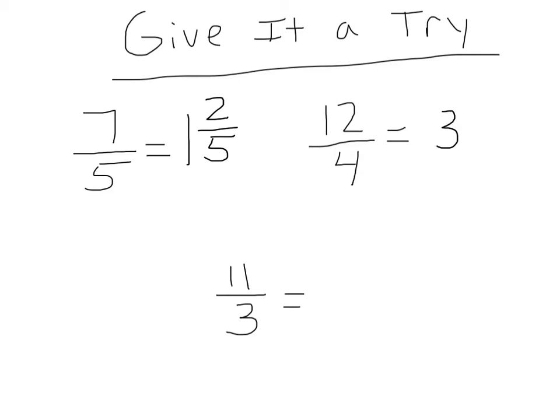And then down here, my last one, I have 11/3. 3 goes into 11 3 times. That gives me 3 times 3 is 9. 11 minus 9 is 2. And I keep my denominator, and I get 2/3. So my answer there is 3 2/3.